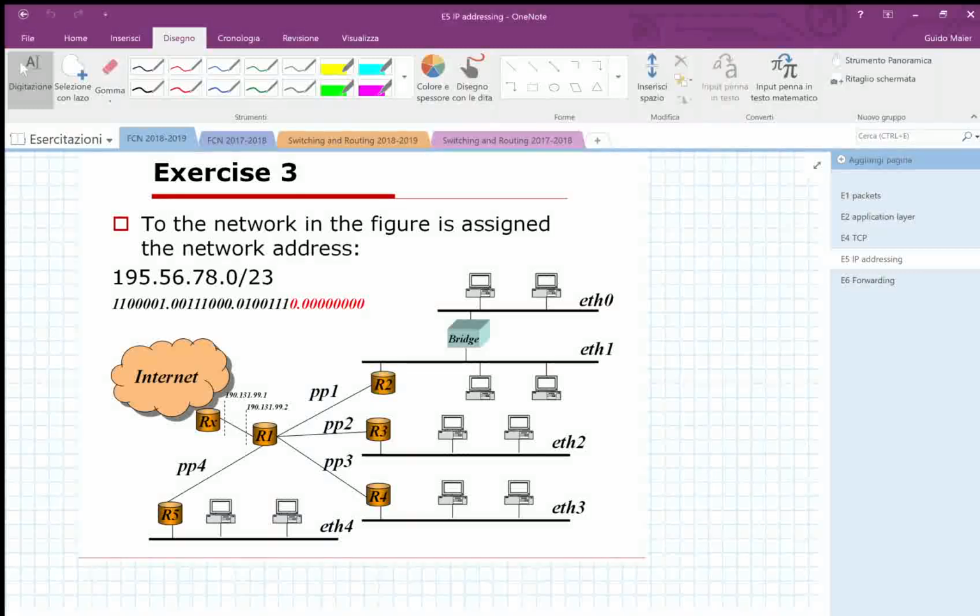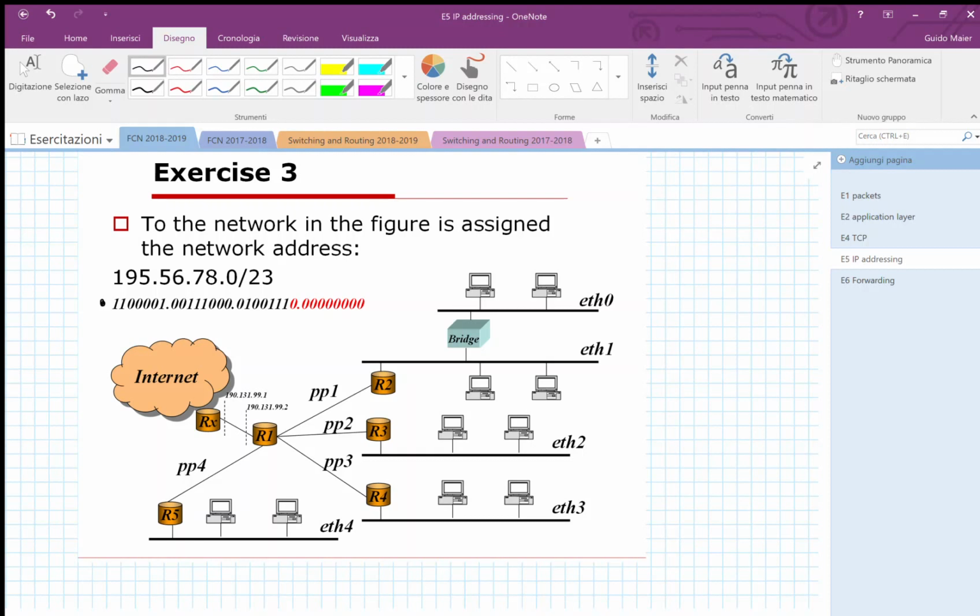So here we have a network, and the block of addresses that is assigned to the whole network is 195.56.78.0/23. Okay, and you can see here the representation in binary terms, which always helps. The trick for these exercises is always to translate into a binary format the byte that is relevant.